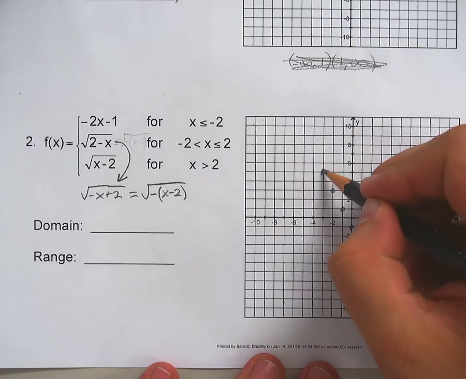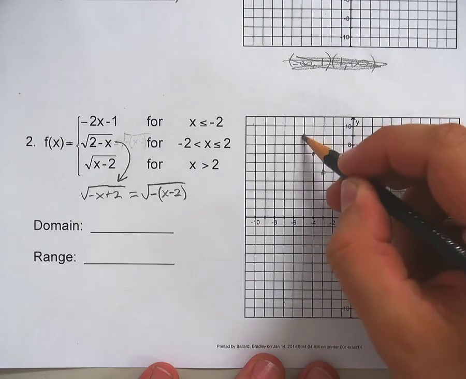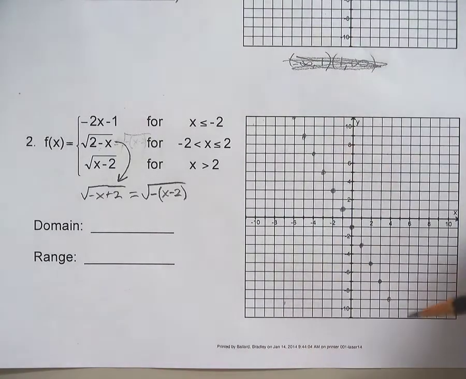Let's finish this up quickly. Up 2 over 1, up 2 over 1, up 2 over 1, up 2 over 1. Okay, so that's my graph, right? I've graphed all my points.